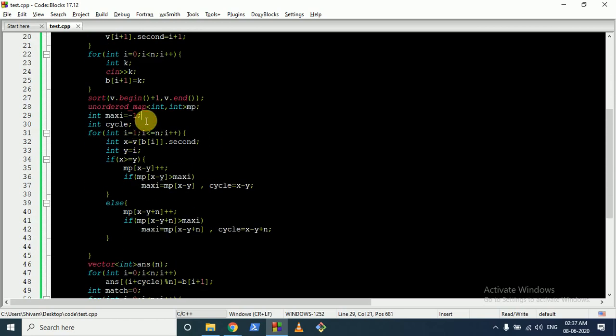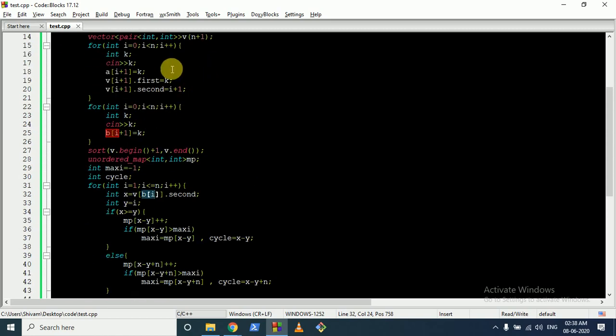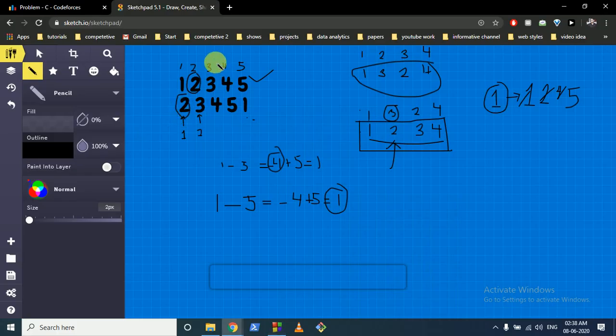We will make our maximum value equal to -1 and cycles equal to, we don't define it, but what we will do is iterate over all the elements of b. Then we will find the position of this bth element in the a vector. So we can look up this bi in v, which stores the sorted form, and the second value of this will tell us the index. So this is the X value and this is the Y value, so we will get the index of this and the index of this.